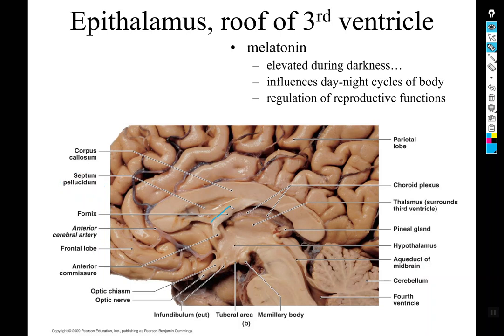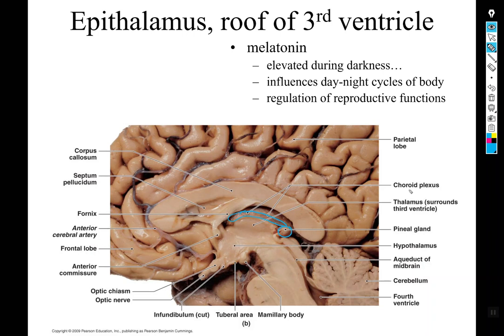All right, so this structure right here is the fornix. And if you go inferior to the fornix, you can see the anterior commissure. Back here, we've got the posterior commissure. And above that is the pineal gland. Now, see there's vasculature right here, forming a little streak. And at the end of that streak is the pineal gland. The epithalamus includes the choroid plexus right here and the pineal gland.